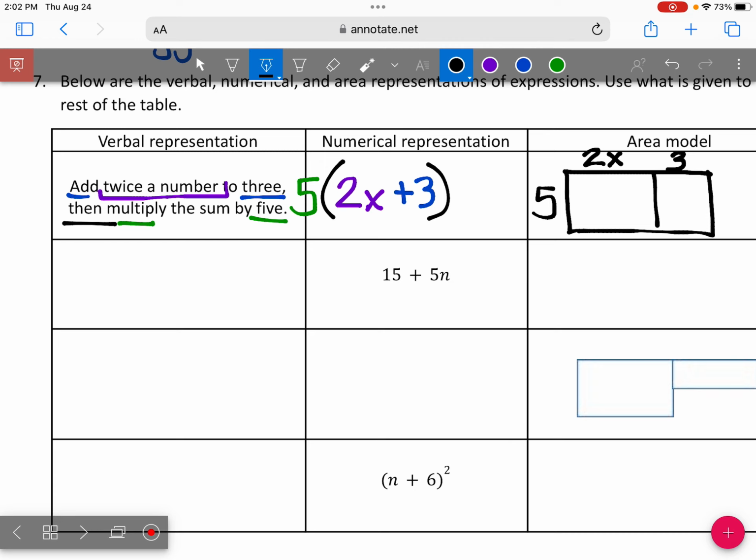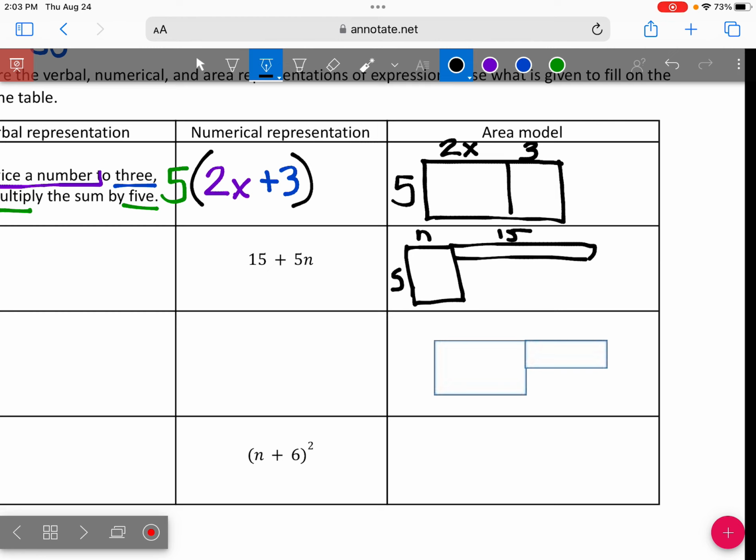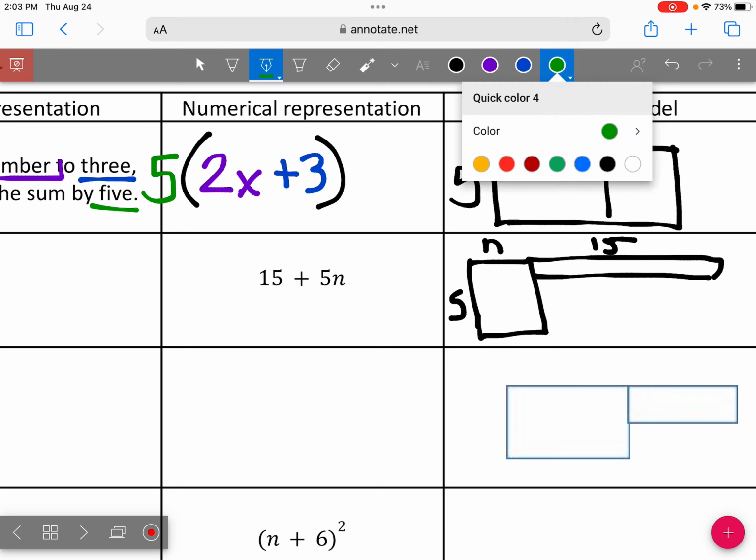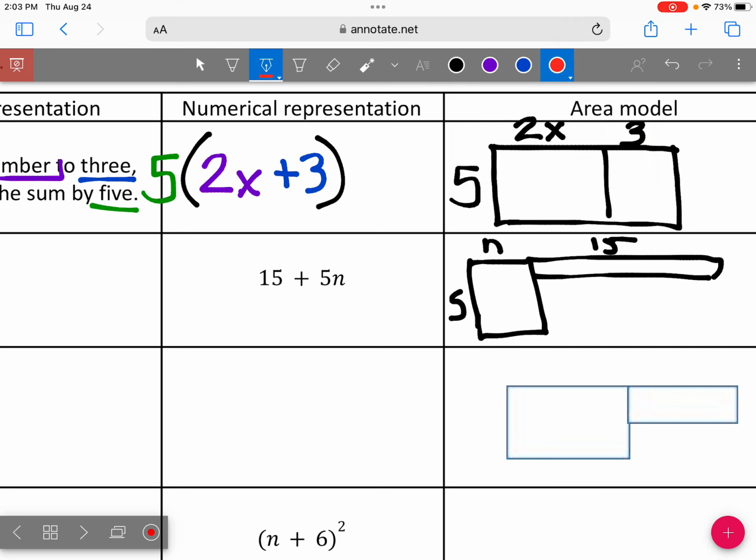The next one, I see 2 different ways to do an area model on it. You can absolutely do 5 times n plus 15. Valid. Technically meets the qualifications. We could also notice that we could factor this, and since we like to do that anyway for some things, how could I write this as a product?